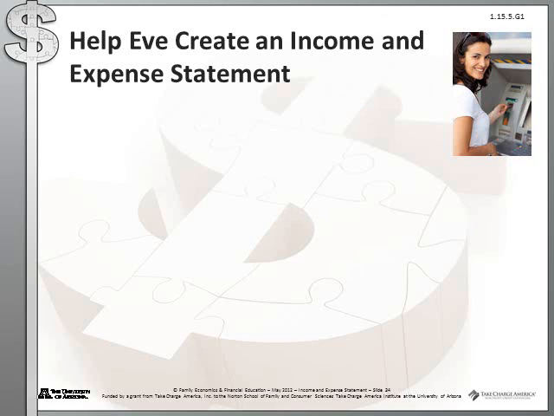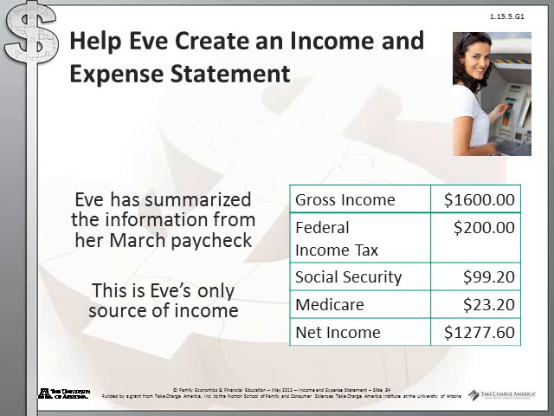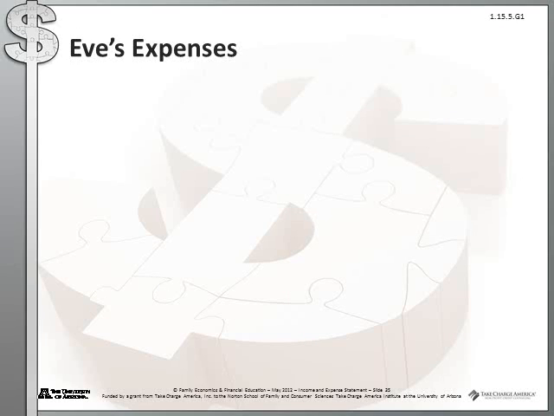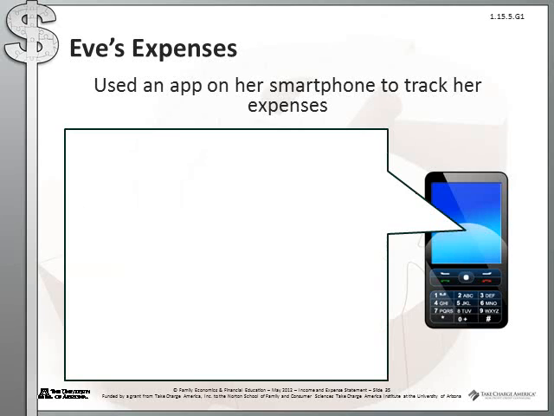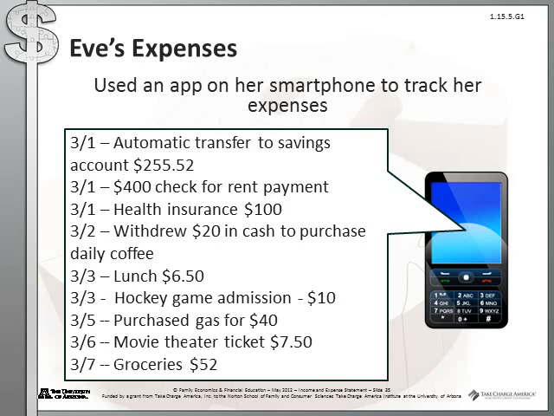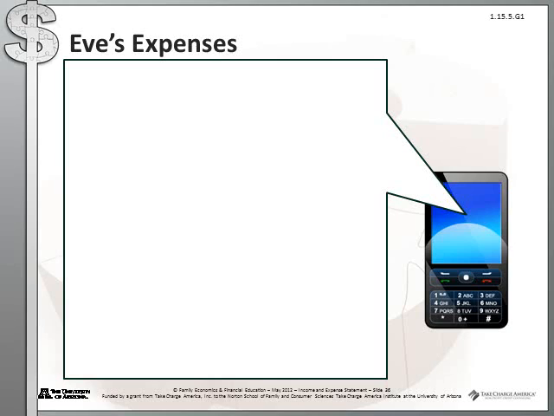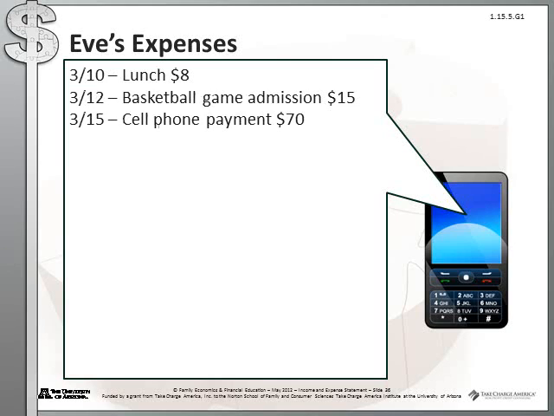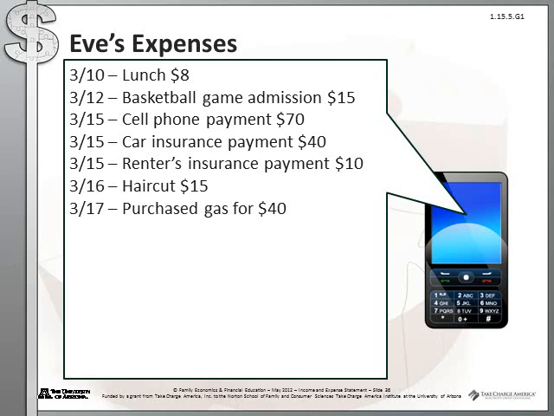Remember Eve? Let's help her put together an income and expense statement. Eve has summarized the information from her March paycheck. This is Eve's only source of income. Eve has tracked her expenses using an app on her smartphone. Eve used her phone to track all her expenses. She was beginning to understand that she was spending more money than she thought she was.